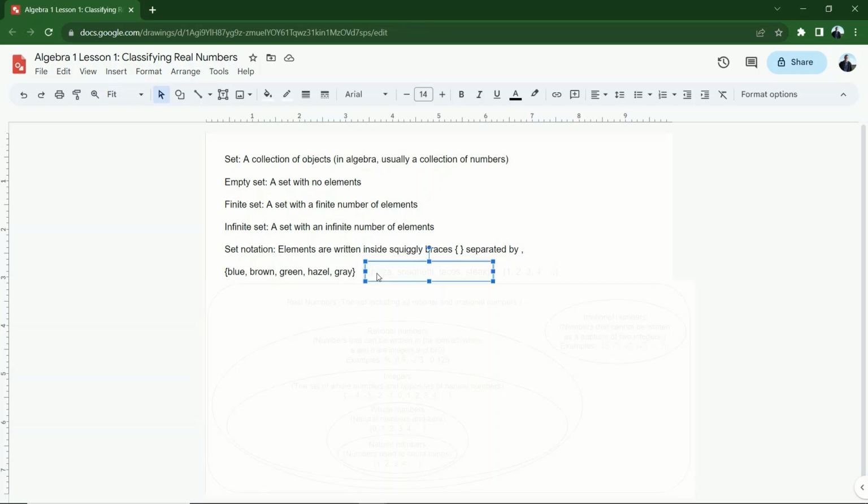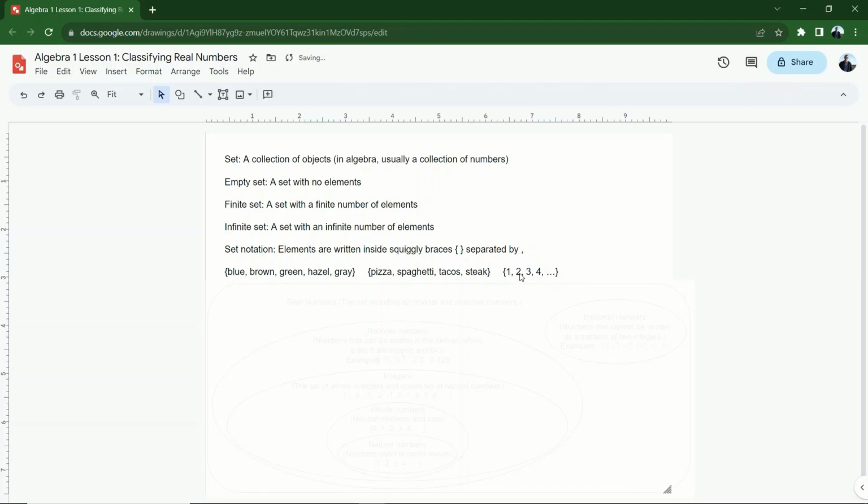What if I asked everybody what their favorite food was, and these are the answers I got back? So the set of favorite foods of students in one of the grades could be pizza, spaghetti, tacos, steak. Again, squiggly braces around the outside, commas in between. You really need to understand how to write things in set notation. And then we're going to see in a little bit the way I would note the set of all counting numbers. 1, 2, 3, 4, and then an ellipsis, a dot, dot, dot. That shows that the set is going to continue forever. It's an infinite set, but it's going to continue according to the pattern that's already shown there.